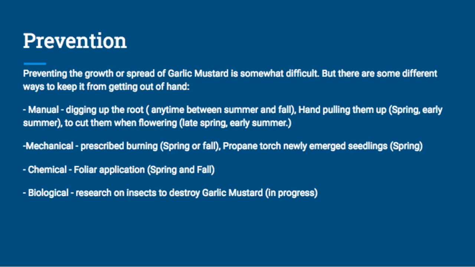And the biological way of preventing the spread is research on insects to destroy garlic mustard, which is also a research topic that is in progress now.